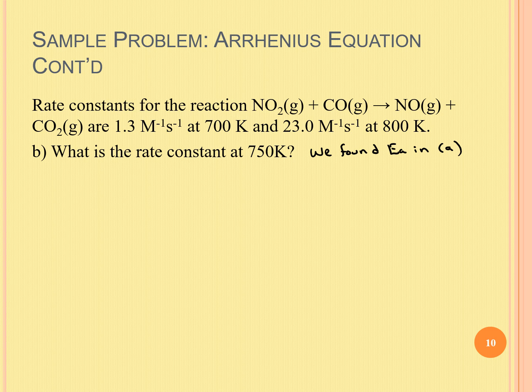Now you can use any pieces of data that you want from here. It does not matter. I'm just going to use these two pieces. You could use the 23 and the 800 Kelvin, it doesn't matter, but you just have to stay consistent. Once you pick one of them, you have to use that through the rest of it. So I'm just going to use my Clausius-Clapeyron equation.